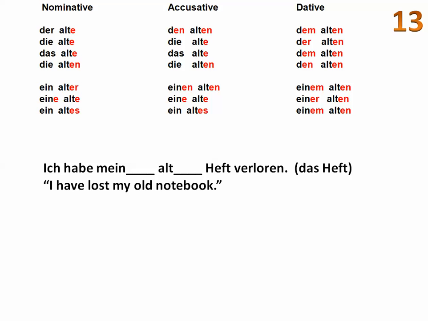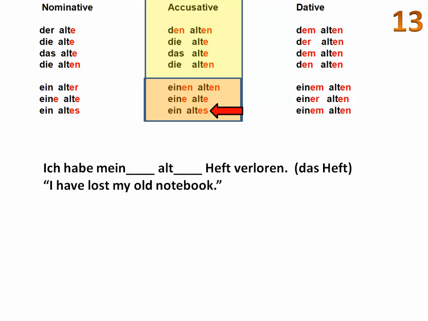I have lost my old notebook. What have you lost? Notebook. Direct object. Accusative. Mine, just like ein. And then Heft was originally a neuter noun. So, ich habe mein altes Heft verloren.